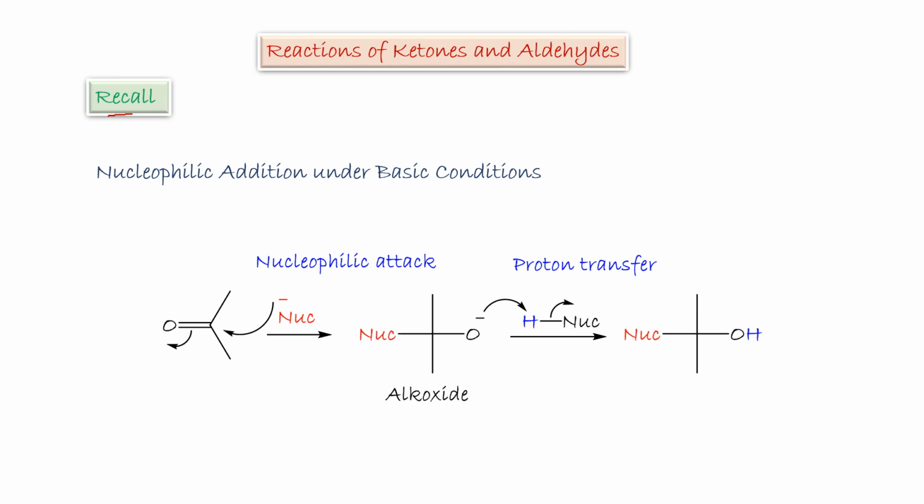Recall from the previous lecture that the reactions of aldehydes and ketones undergo nucleophilic addition in basic media, so the nucleophile will be negatively charged, attacks on the electrophilic carbonyl carbon, forming alkoxide. The alkoxide gets protonated from the media, and we get the addition product. It's nucleophile and H.